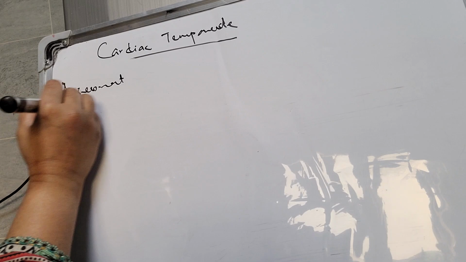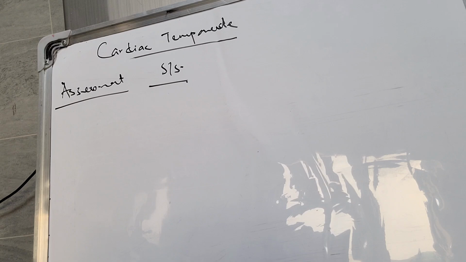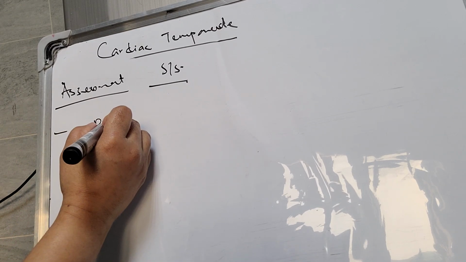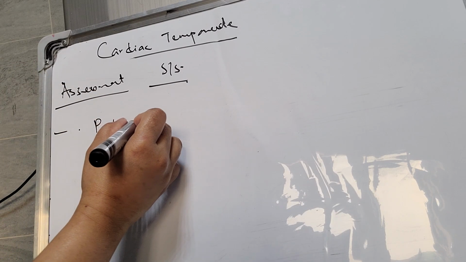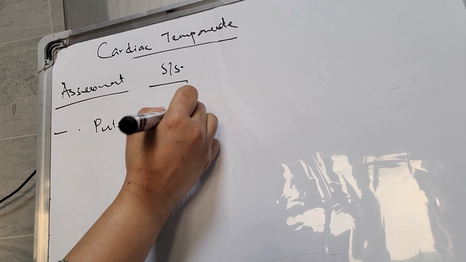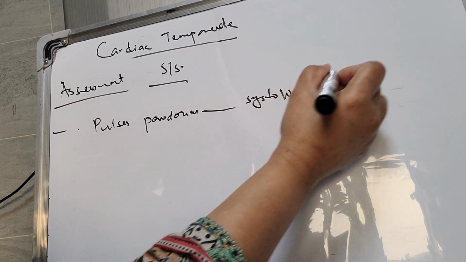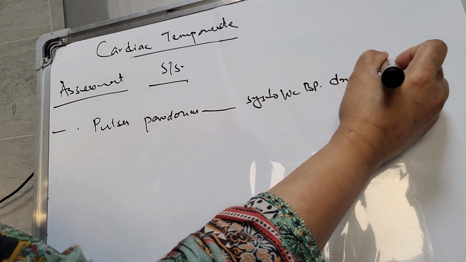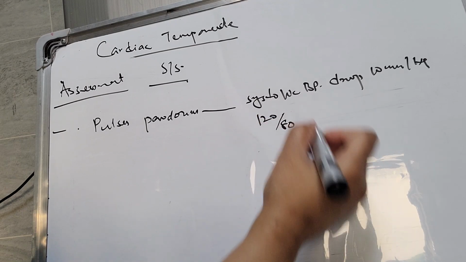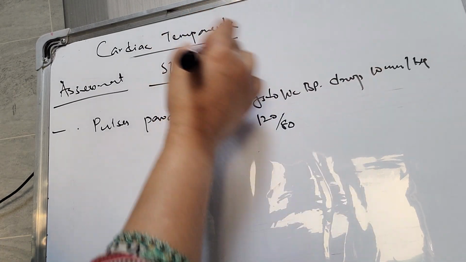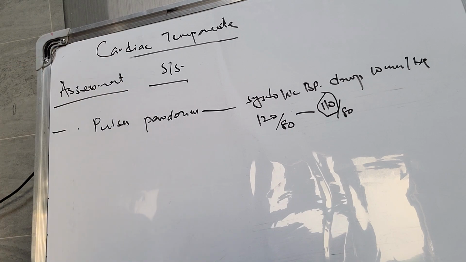Assessment means once the patient comes to the emergency, what signs and symptoms you will observe in the patient. Number 1, pulsus paradoxus. This is a nursing tip. They can ask a question in the exam. What is pulsus paradoxus? The systolic blood pressure drops 10 millimeters of mercury. For example, the patient's blood pressure before is 120 by 80. But if the patient has cardiac tamponade, the blood pressure will be 110 by 80. The systolic drops 10 millimeters of mercury.